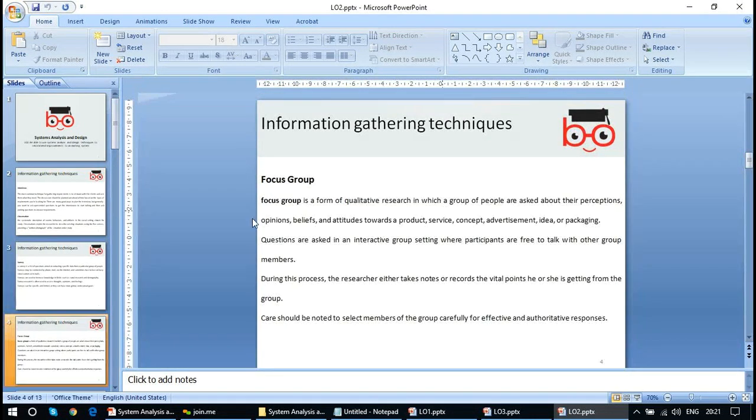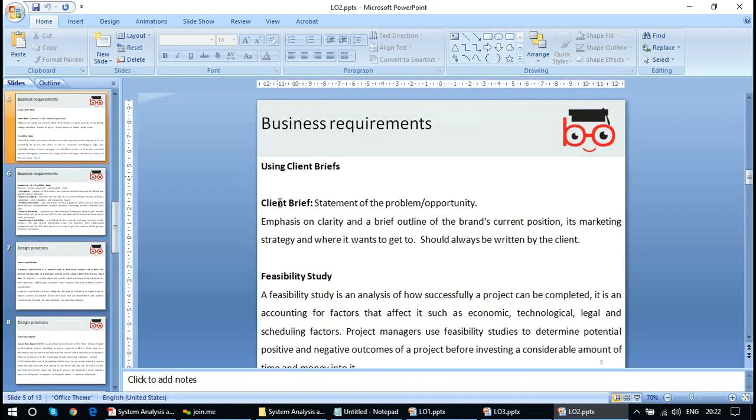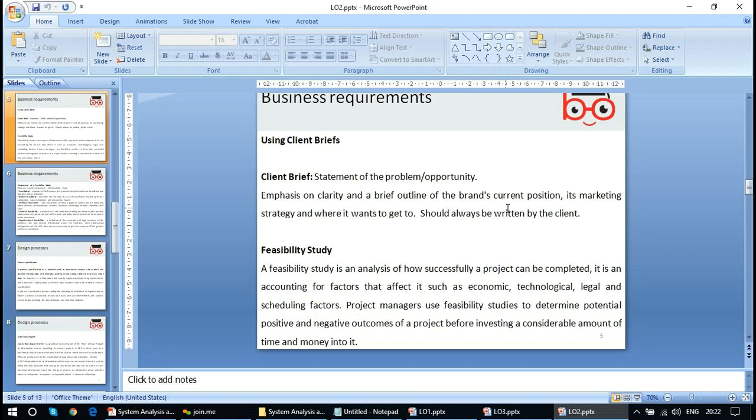So these are the surveys, and then focus groups is a form of qualitative research in which a group of people are asked their perceptions, opinions, beliefs, and attitudes towards a product, service, concept, advertisement, idea, or packaging. So focus groups is also an information gathering technique. Then using client briefs. A client brief is a statement of problem or opportunity, with emphasis on clarity, and a brief outline of a brand's current position, its marketing strategy, and where it wants to get to, and should always be written by a client. So using the client brief, you get some requirements as well. Okay. Feasibility study.